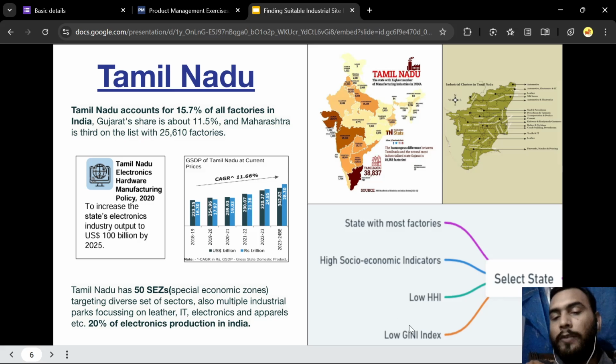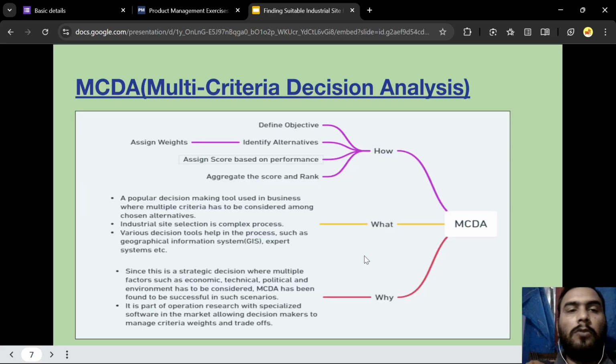So, a low Gini index. A low Gini index means it is low in human development, meaning people who are more educated and have more industrial skills and knowledge. So that is why I chose Tamil Nadu. Now, in Tamil Nadu, we had to find a particular place where we would be opening the plant. Now, this is the framework that I chose to do some research.